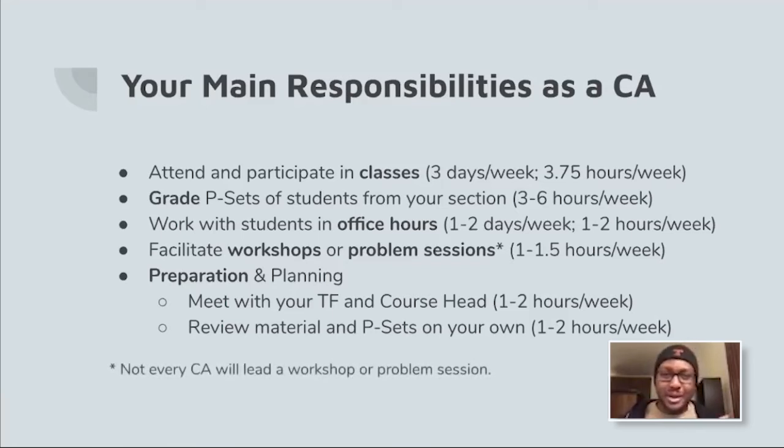And as I mentioned before, not every CA leads a workshop or problem session. This will depend on the course and will depend on which CAs do and don't want to.